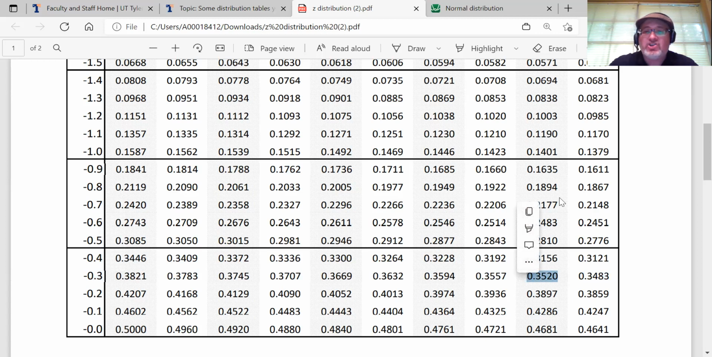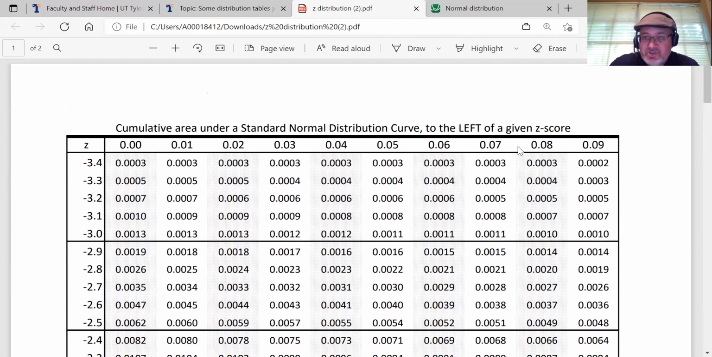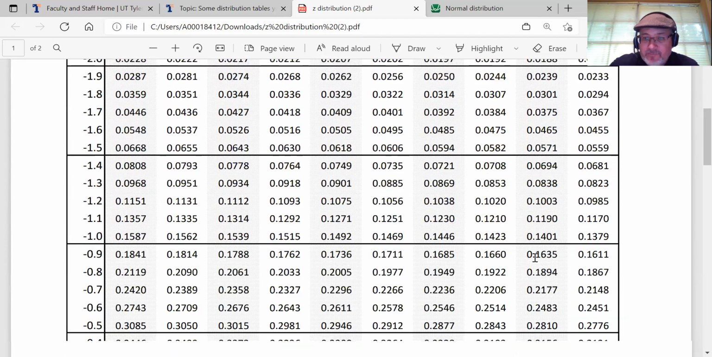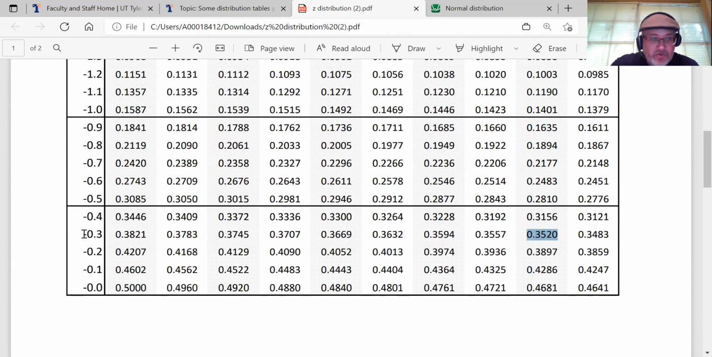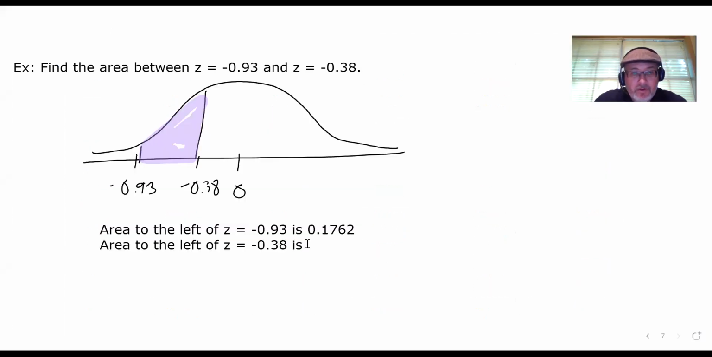And if you're not sure, especially if you're looking at the PDF, scroll to the top to make sure. That is the 0.08 column. This is the correct row, negative 0.3. And so the area to the left of that is 0.3520. 0.35, was it 2 or 8? 2.